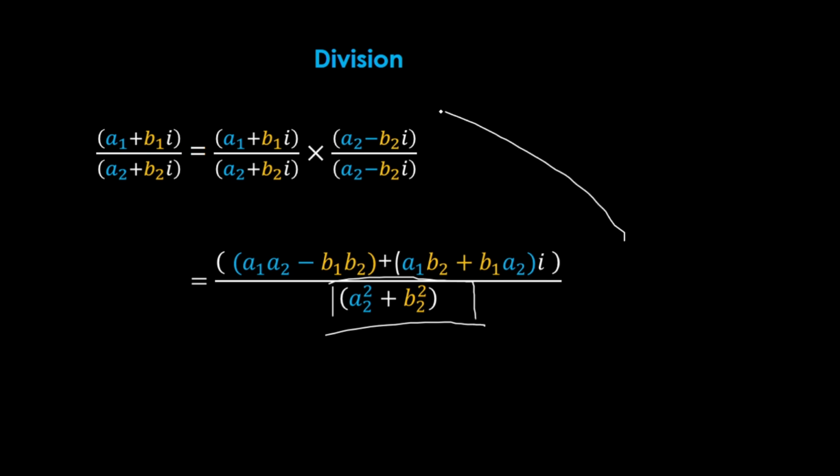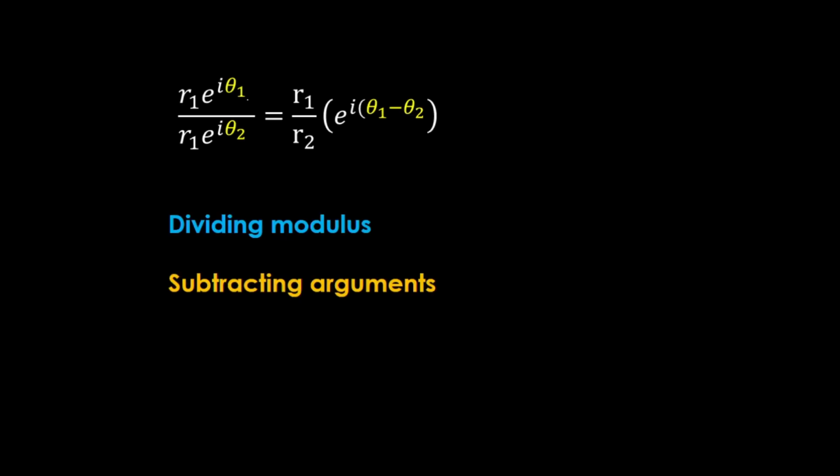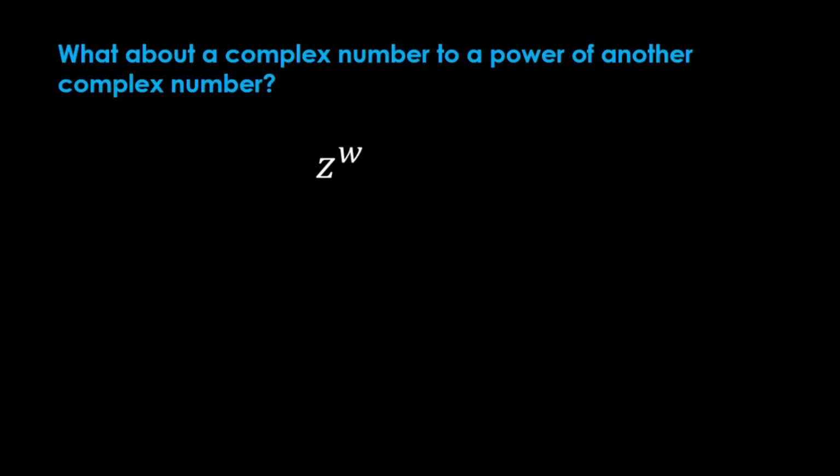for example, if you have a very cumbersome or very complicated question to solve, I would stay here for a lot of hours. Although if you just have to find the modulus and the argument of it, it will be easier. It will be easy work. That's why I like Euler's formula a lot. Divide the modulus and subtract the argument. That's a basic principle. What about a complex number to a power of another complex number?